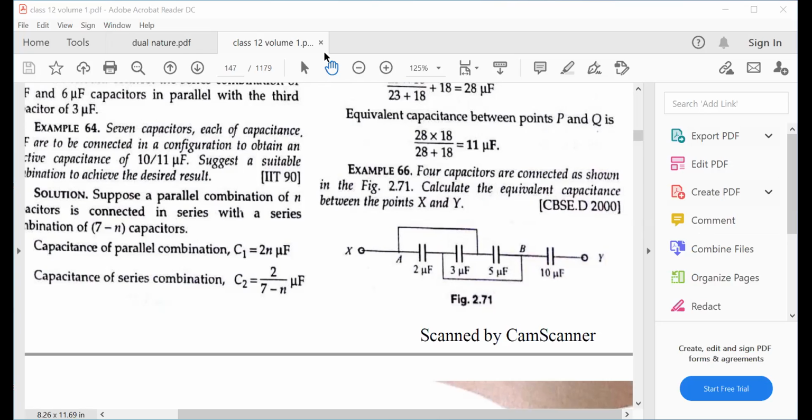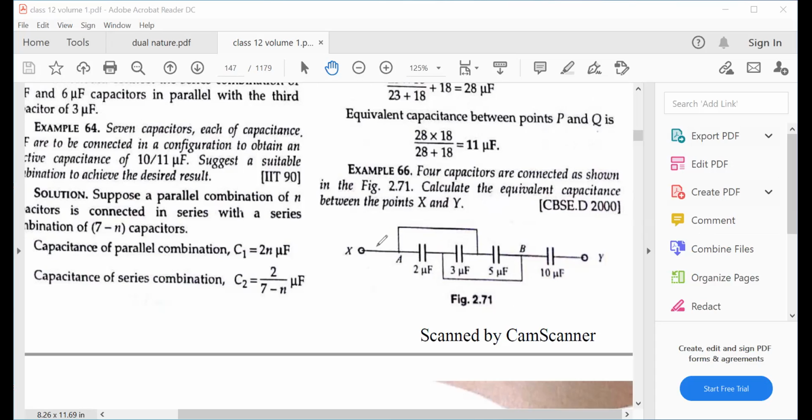Okay, so let's see. In this question, four capacitors are connected as shown in figure 2.71. Calculate the equivalent capacitance between the points X and Y. So we need to find the equivalent capacitance.